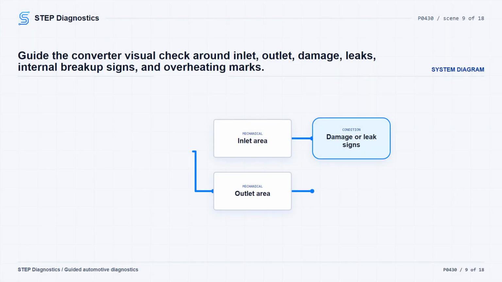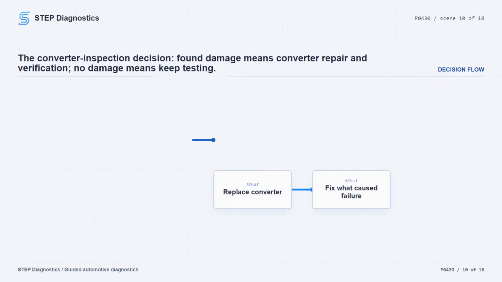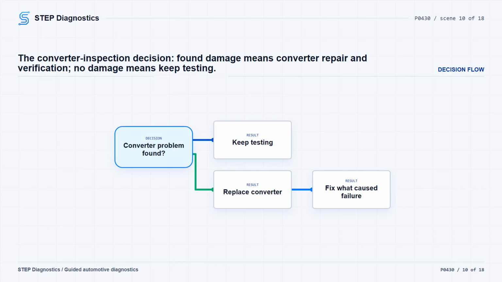Now visually inspect the catalytic converter inlet and outlet. Look for physical damage like dents or holes, signs the converter is leaking, signs it is internally broken, or severe discoloration from overheating. If any of those problems are found, replace the catalytic converter and repair the condition that may have caused the failure. Then verify the repair and confirm the code stays gone. If none of those problems are found, keep testing before condemning the converter.